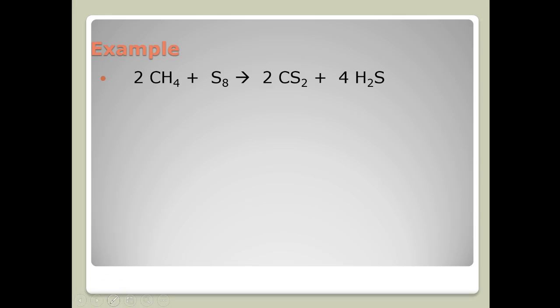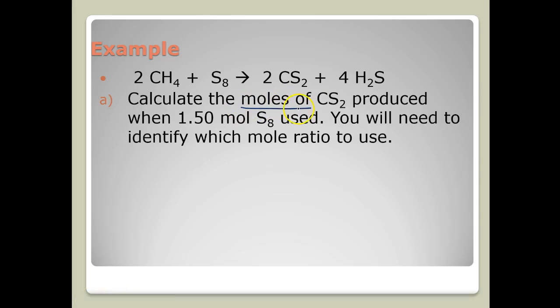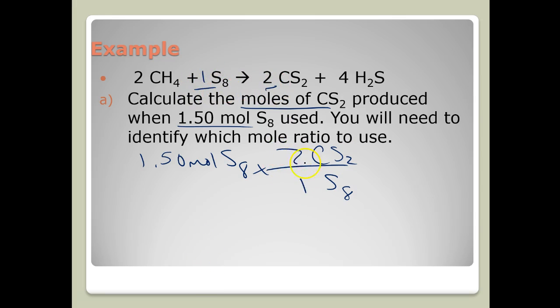Okay, so for this one, different balanced equation. Calculate the moles of CS2 produced when 1.5 moles of S8 are used. Start by writing 1.50 moles of S8. So go ahead and pause the movie, see if you can come up with this one, keeping in mind you're going to use a mole ratio to change from S8 into CS2. Okay, so if you use the balanced chemical equation, 1 S8, 2 CS2, you get 3.0 moles. The S8 cancels out, and you're left with CS2.